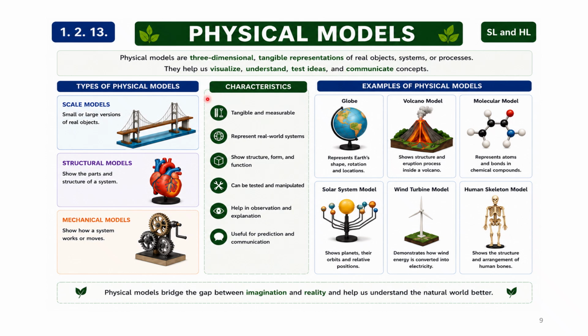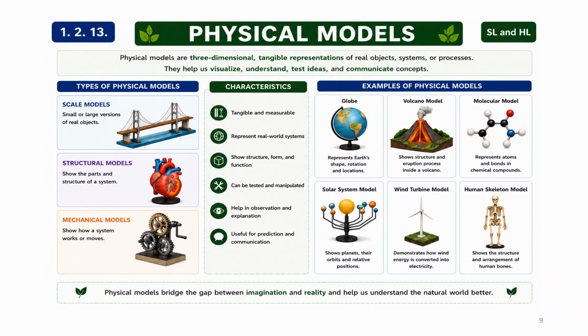Physical models are three-dimensional, tangible representations of real objects, systems, or processes. Physical models help us visualize complex systems, understand structures, test ideas, and communicate scientific concepts more effectively. There are three main types. Scale models are smaller or larger versions of real objects, such as a bridge model used by engineers to study design and stability.